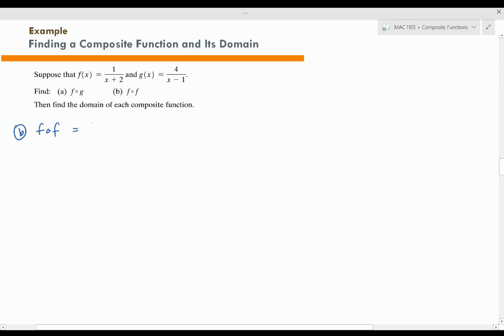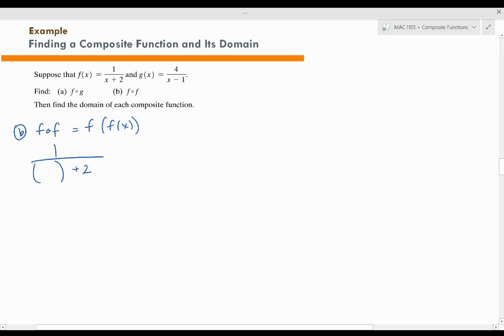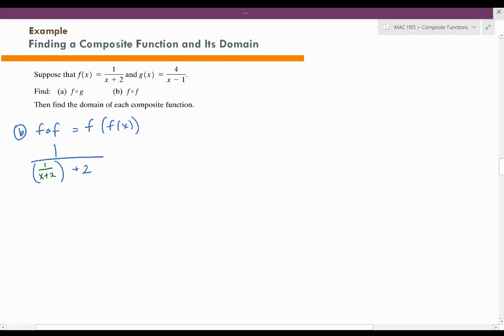So I'm going to write it like this: f composed of f of x. This tells me everywhere in the f function, I'm going to put the f function back there for x. So I'm going to write the f function, which is 1 over x, put parentheses in its place, plus 2. The parentheses tells me where I need to put the other function. So I'm putting f inside of f. In this parentheses, I'm going to put 1 over x plus 2. At this point, I've composed each function inside of each other.